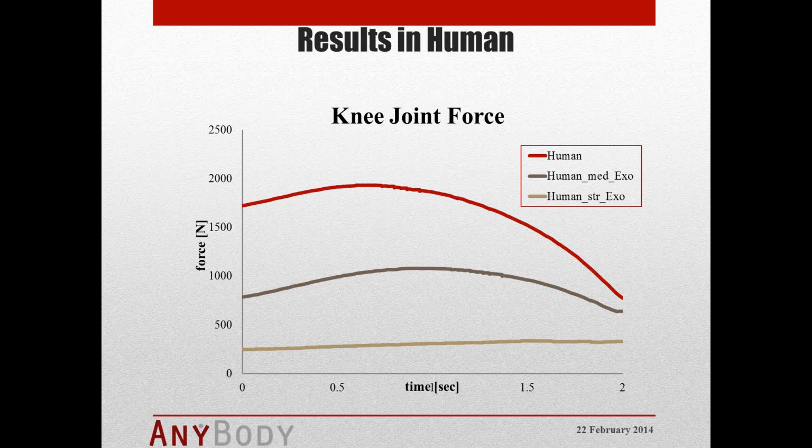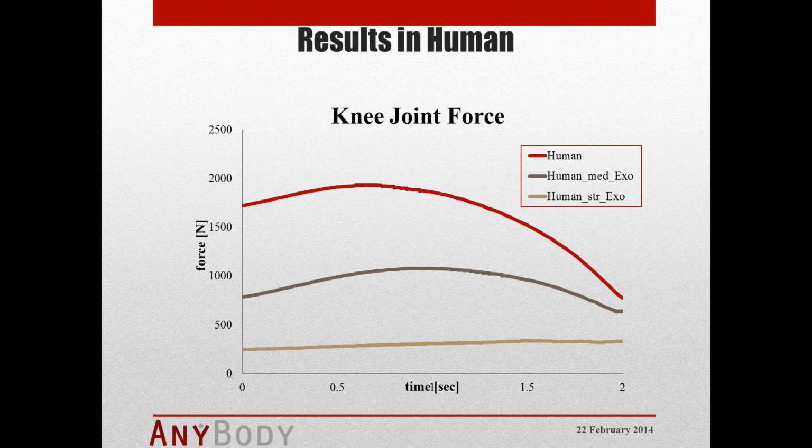This can be seen also again in the knee reaction forces. We see again high forces if we have a human alone, and reduced forces with our exoskeletons. The medium actuator has a reduction of a maximum of maybe 1,000 newtons, while the strong actuator has a knee reaction force in the human of maybe something in the area of 200 newtons. So it's very low loads in this human being while wearing this exoskeleton.